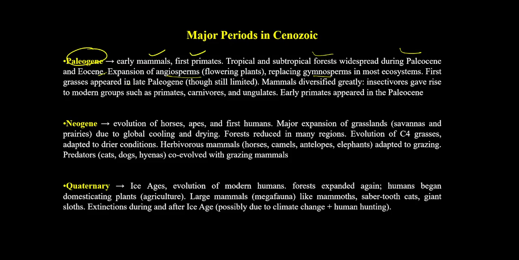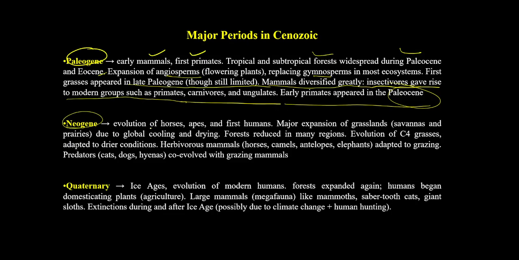First grasses appeared in the late Paleogene. Mammals diversified greatly. Insectivores gave rise to modern groups such as primates, carnivores and ungulates. Early primates appeared in the Paleogene period. Then the Neogene: evolution of horses, apes and first humans occurred in this period.